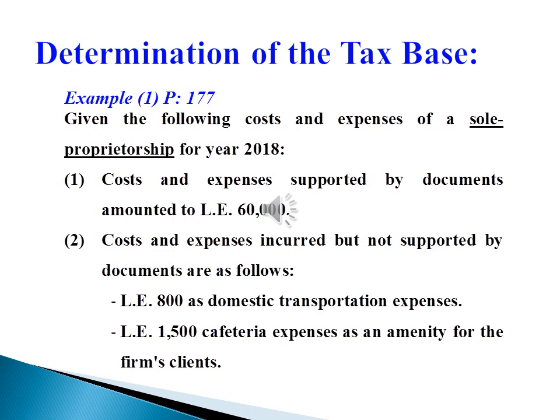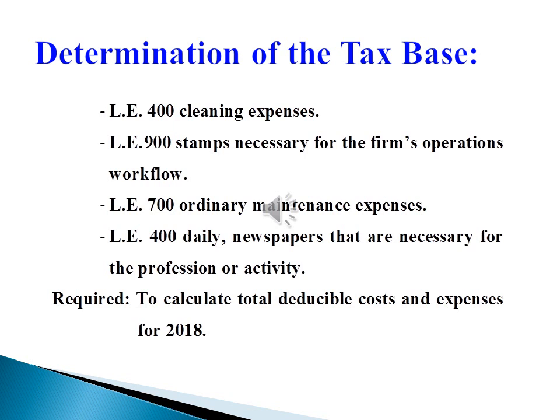1,500 livres Egyptian cafeteria expenses as an amenity for the firm's clients, 400 livres Egyptian cleaning expenses, 900 livres Egyptian stamps necessary for the firm's operations workflow, 700 livres Egyptian ordinary maintenance expenses, 400 livres Egyptian daily newspapers that are necessary for the profession or activity. Required to calculate total deductible costs and expenses for year 2018.